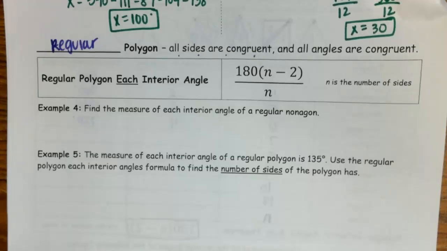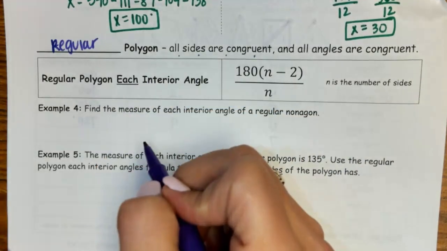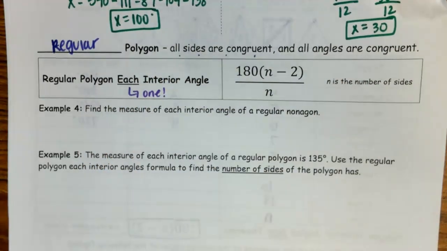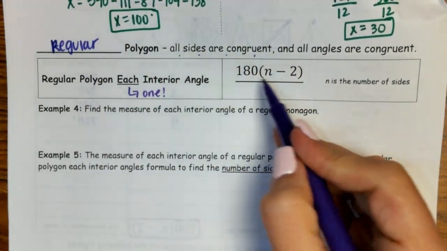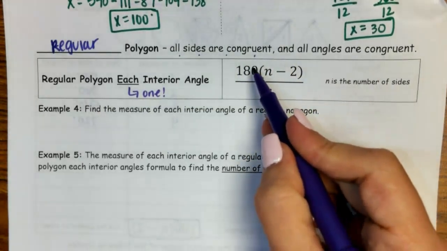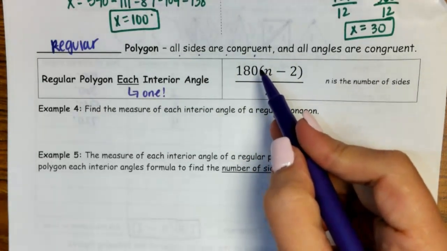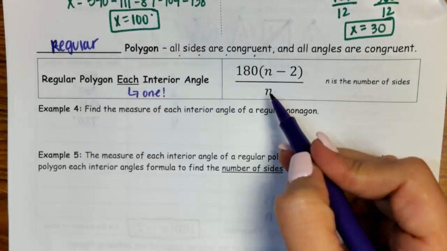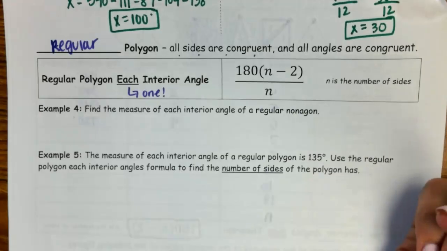So when I want to find the measure of each interior angle, right, each meaning 1, I'm going to take my sum. This is the sum formula. But since all of them are the same, now I can divide it by the number of sides, right? Because the number of sides is the number of angles.